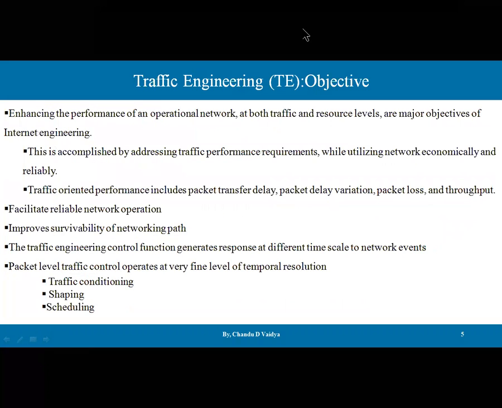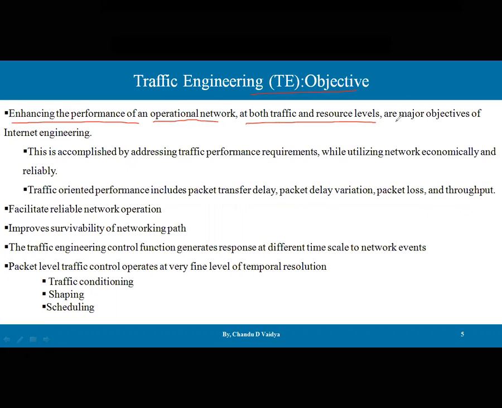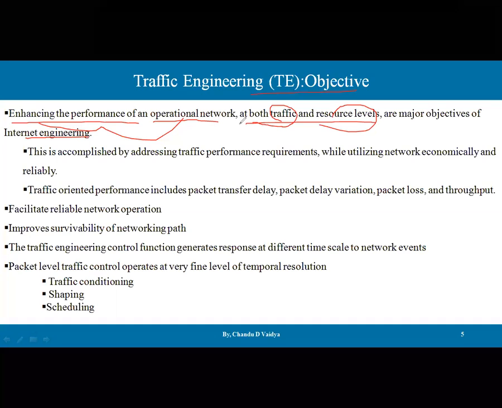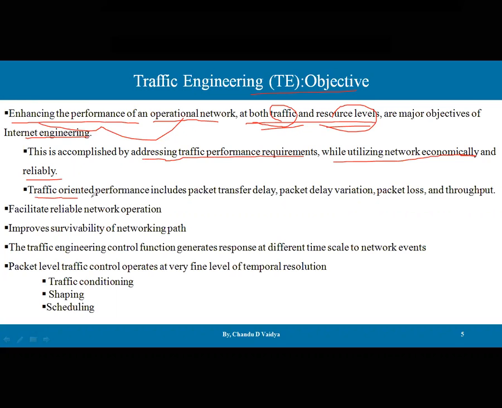Then what are the objectives of traffic engineering, guys? Objective number one: enhancing the performance of an operational network at both the traffic and resource level is a major objective of internet traffic engineering. This is accomplished by addressing traffic performance requirements while utilizing the network economically and reliably. Traffic-oriented performance includes packet transfer delay, packet delay variation, packet loss, and throughput. This can also be tackled.